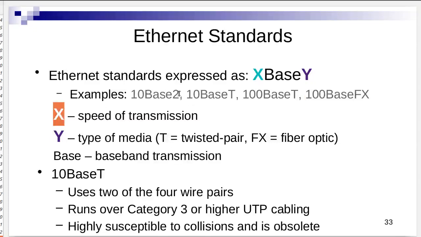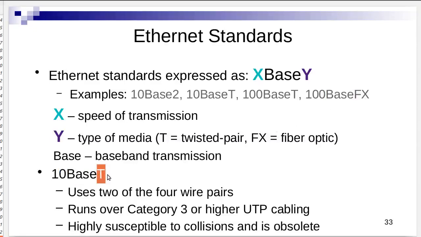The Y is the type of media. You see 2 for coaxial, T for twisted pair, and FX for fiber optic. Remember the base, we talked about it just a short time ago, is baseband transmission, which means you're sending ones and zeros as sort of low and high voltages. So base is baseband transmission. So for example, 10 base T means that you're using 10 megabit per second speed, baseband transmission, that is ones and zeros as low and high signals, and then T for twisted pair.